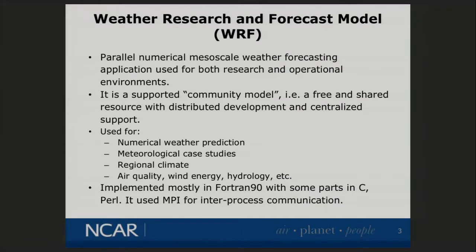So I used 2 models as a benchmark. The first one is very famous. It's the Weather Research and Forecast Model, also called WRF, that is developed by NCAR. And you probably know it, it's a parallel numerical mesoscale weather forecasting model, and it's used for both research and operational environments. The good thing about WRF is that it's a community model, so it's open source, it's free, and everybody can contribute, and the support is centralized at NCAR. The model is mostly implemented in Fortran 90 with some parts in C and Perl, and of course it uses MPI for inter-process communication.